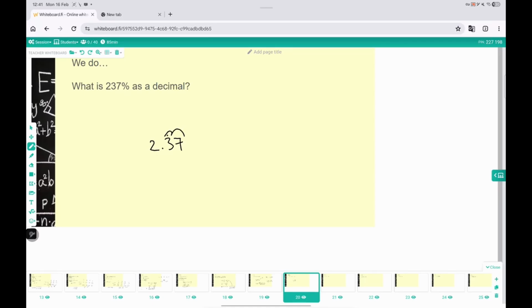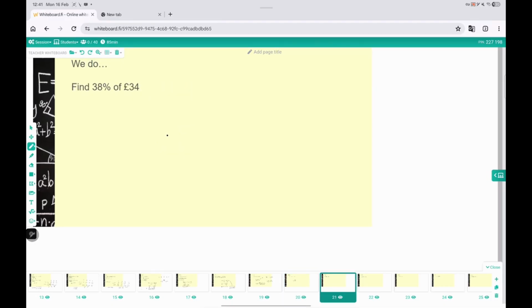Okay, now how can something be 237%? Surely 100% is the maximum. Well, no, things can grow double their size, or more than double their size, so therefore we can actually have more than 100% when we're talking about growth, for instance. There are other examples as well, but that's just one example.